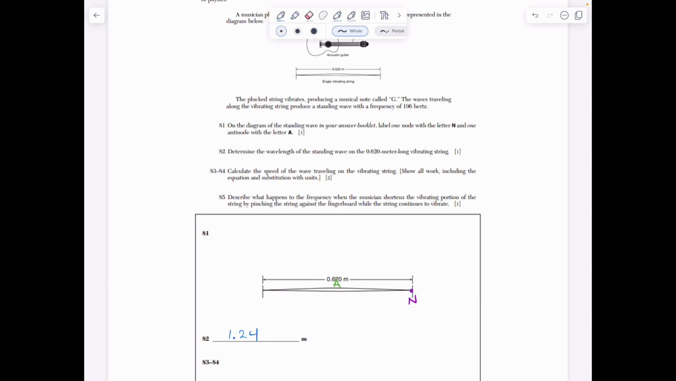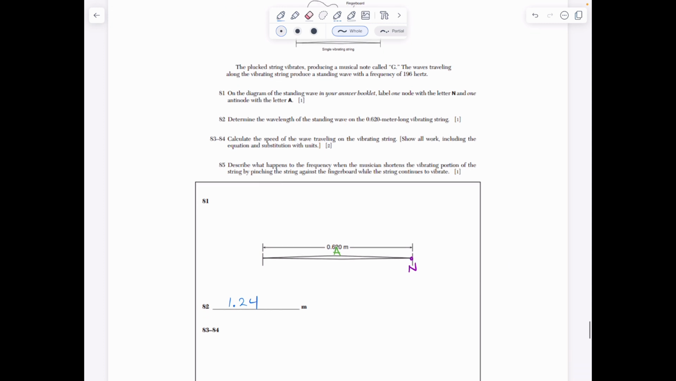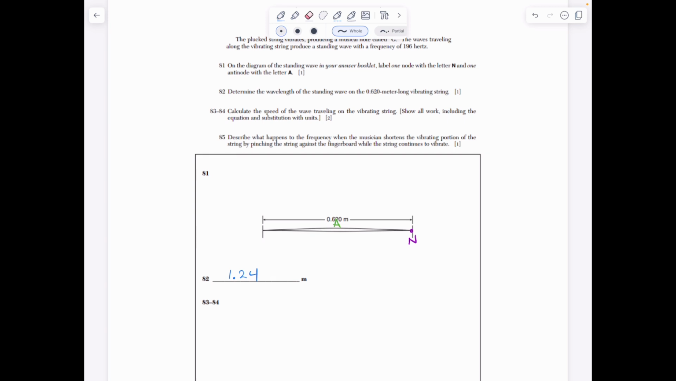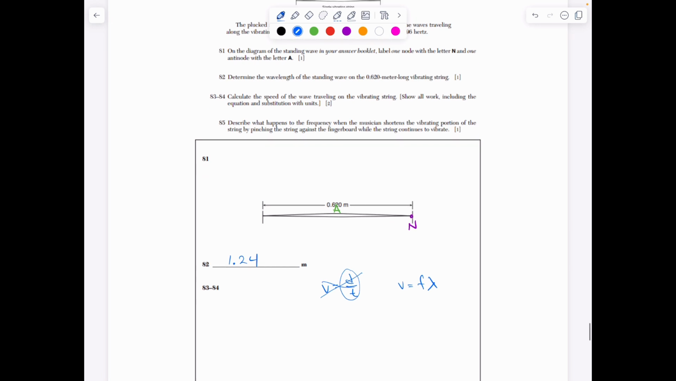All right. 83, 84, calculate the speed of the wave traveling on the vibrating string. And so speed of waves, maybe you think v equals distance divided by time. That could work sometimes if they give you information about distance and time, right? That's our standard speed calculation. But specific to waves, we can rewrite this formula as v equals frequency times wavelength. Again, this works sometimes, but we don't have anything really about time right now, so we're going to throw that one out. Okay, and do we know the frequency?